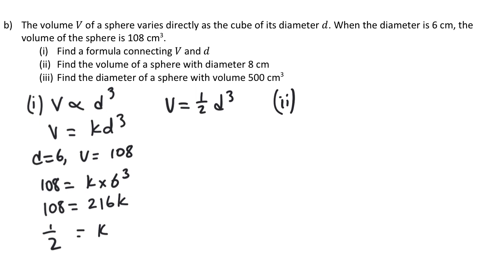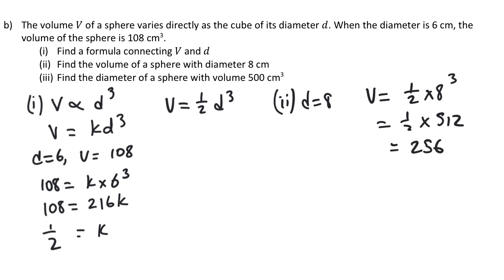Part 2, find the volume of a sphere with a diameter of 8. So then d equals 8. So volume is going to equal a half times 8 cubed, which is a half times 512, which is 256 cubic centimeters.